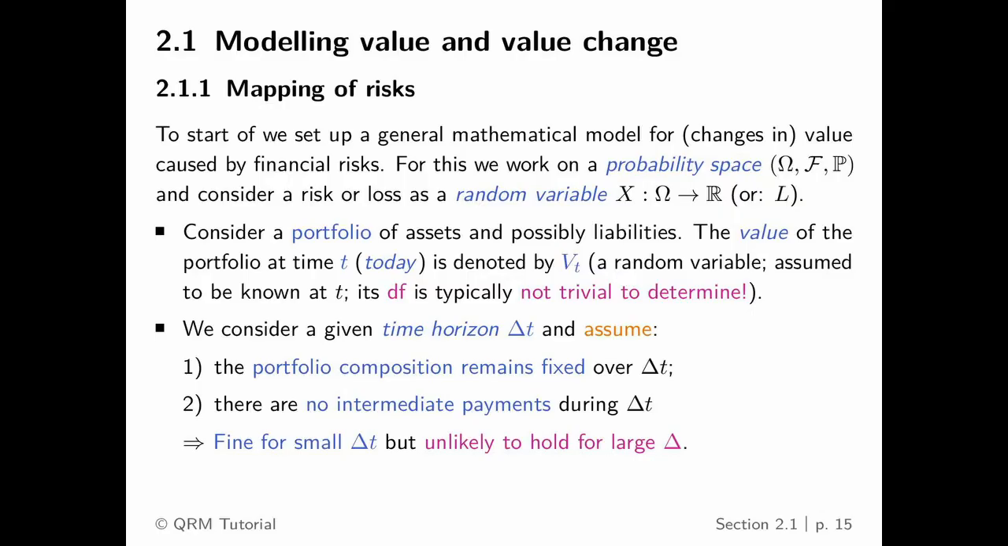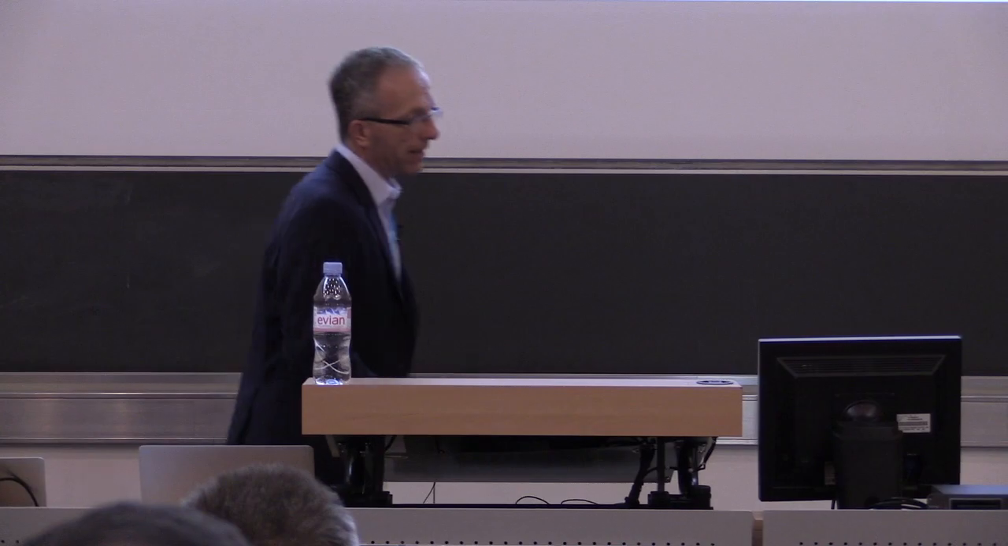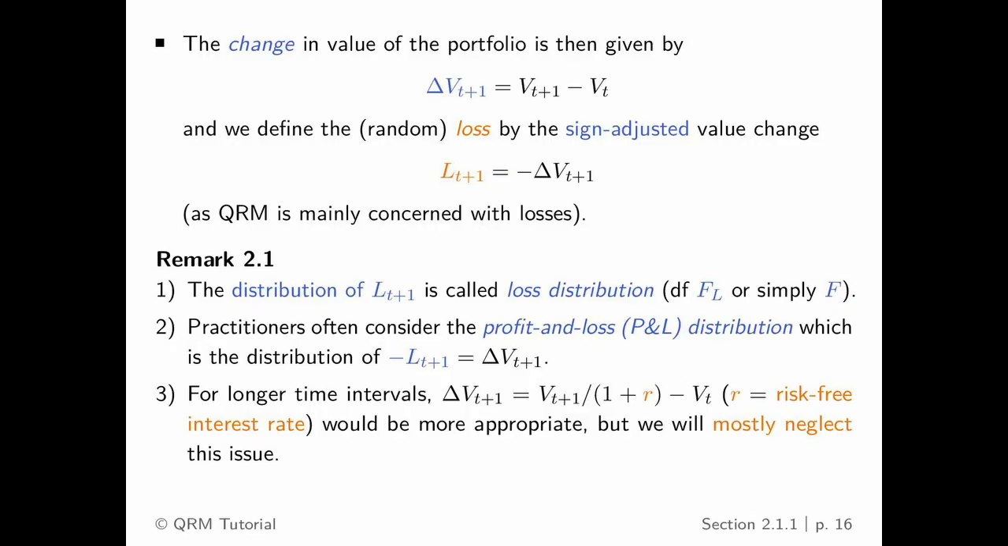Paul started to talk about the modeling of value and value change, and this has two big sections: mapping of risk and valuation, and then we will go on in this morning section and talk about risk measurement. I go very briefly through these slides, which we had before the break. We had a portfolio of financial instruments, and denote by V_t its value today, and we consider a given time horizon delta t, and we're interested in the change of the value of this portfolio. Delta V_{t+1} is V_{t+1} minus V_t.